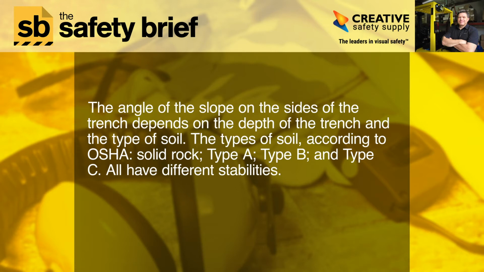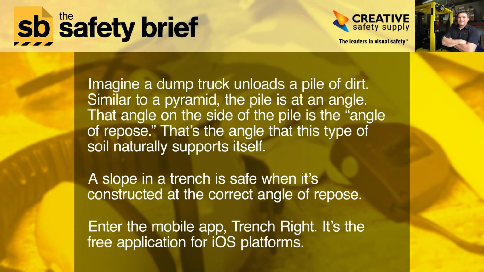have different stabilities. Imagine a dump truck unloads a pile of dirt. Similar to a pyramid, the pile is at an angle. That angle on the side of the pile is the angle of repose. That's the angle at which this type of soil naturally supports itself. A slope in a trench is safe when it's constructed at the correct angle of repose.